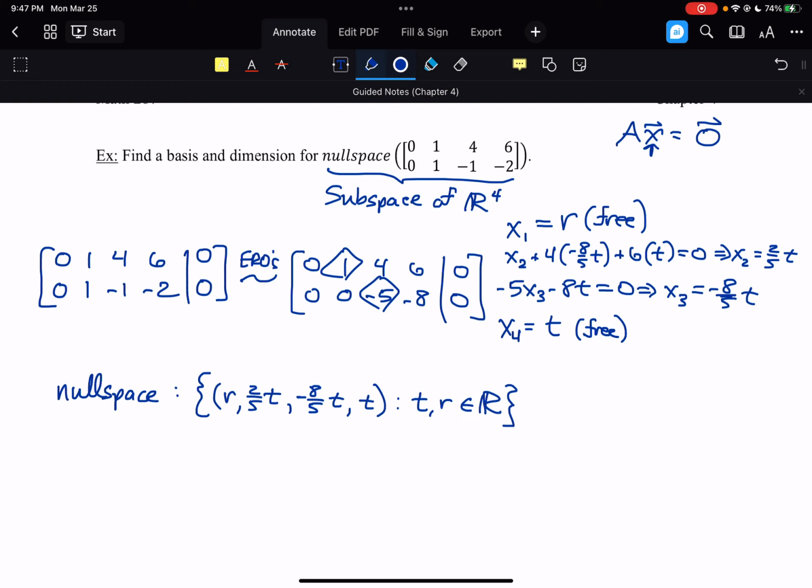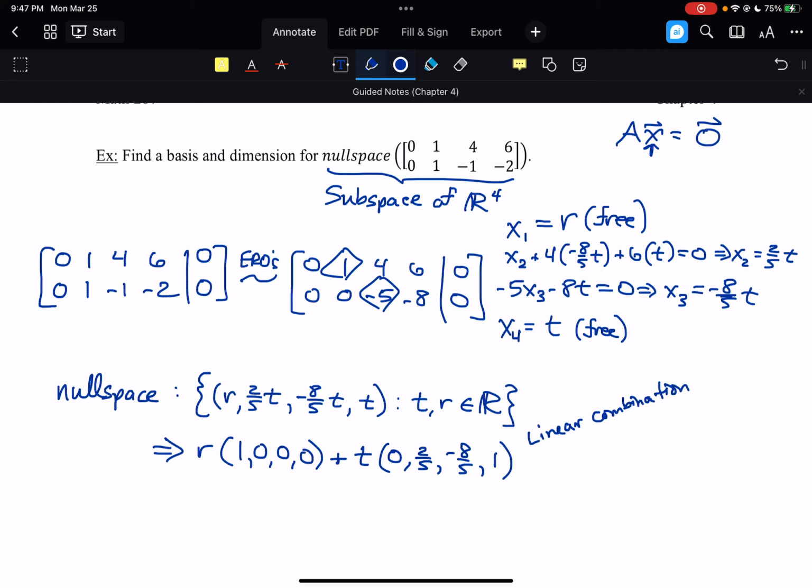But we don't just want the null space, we want the basis for the null space. So we're going to bust out the variables from this. We've got the R here, the T here. So if we look at the R, there's one R right here. None, none, and none. Plus the T, there's none here, but there's 2/5 here, negative 8/5 here, and one here. So this is our linear combination of the vectors.